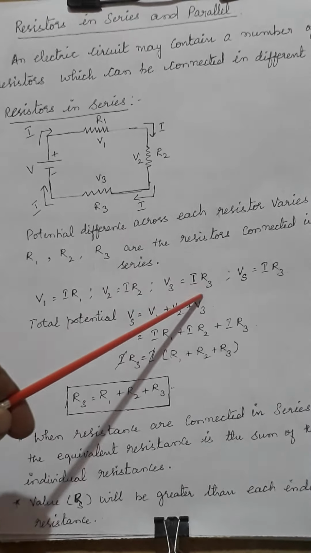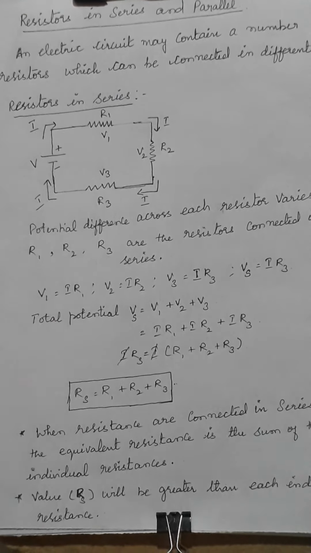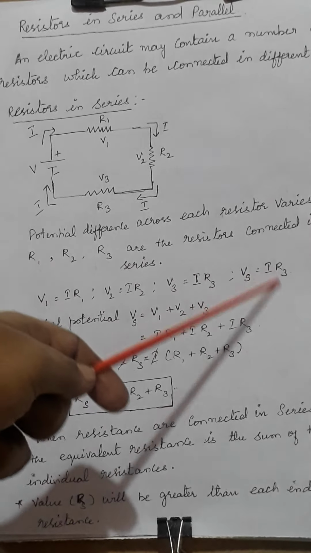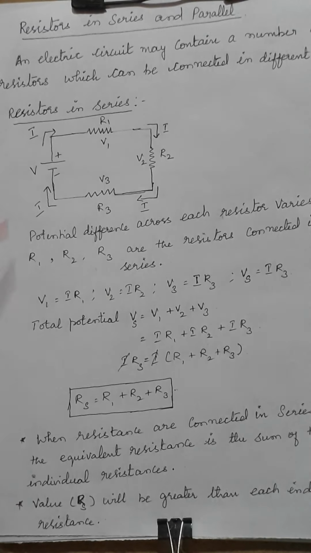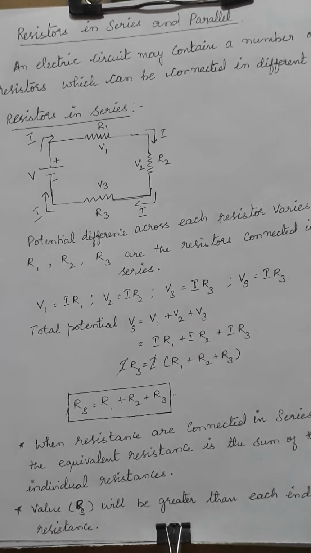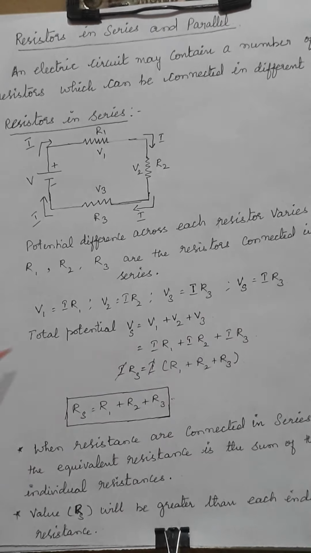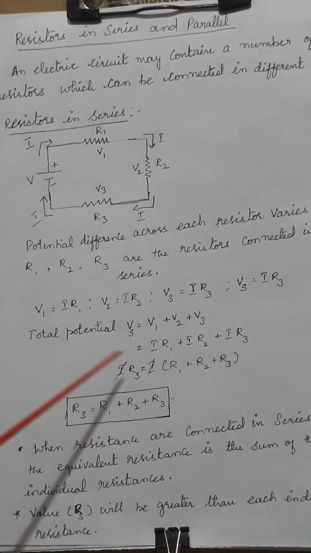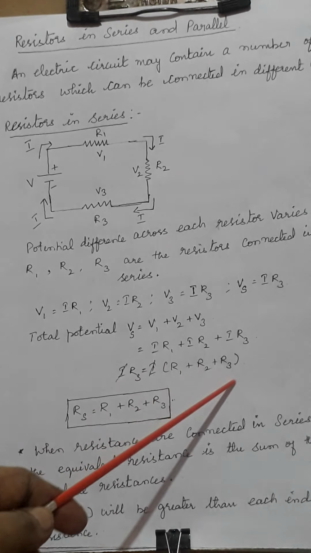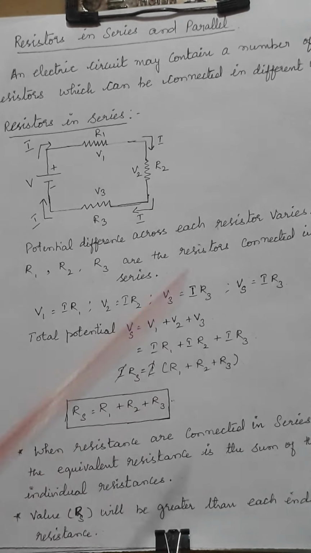is equal to IR3, and when I find the effective resistance when they are connected in series, the total V will be equal to the summation of all the potentials. In the place of all the potentials, I am going to equate all the things that I have found out. So it will become I Rs is equal to I into R1 plus R2 plus R3, where I and I will get cancelled. Rs is equal to R1 plus R2 plus R3.